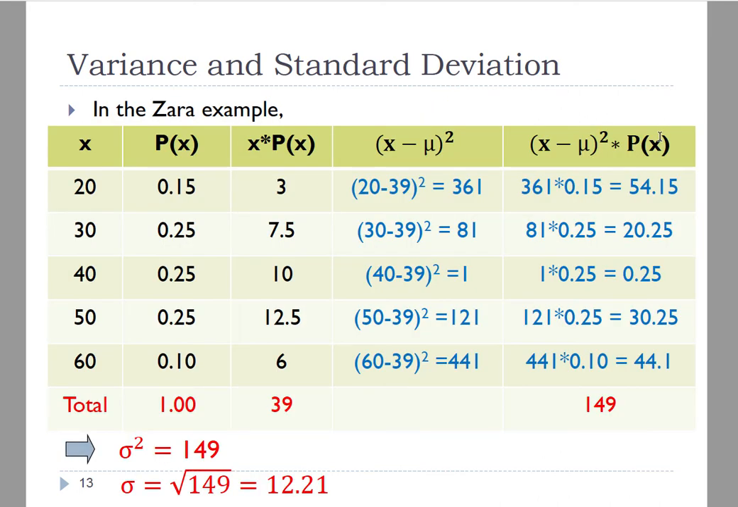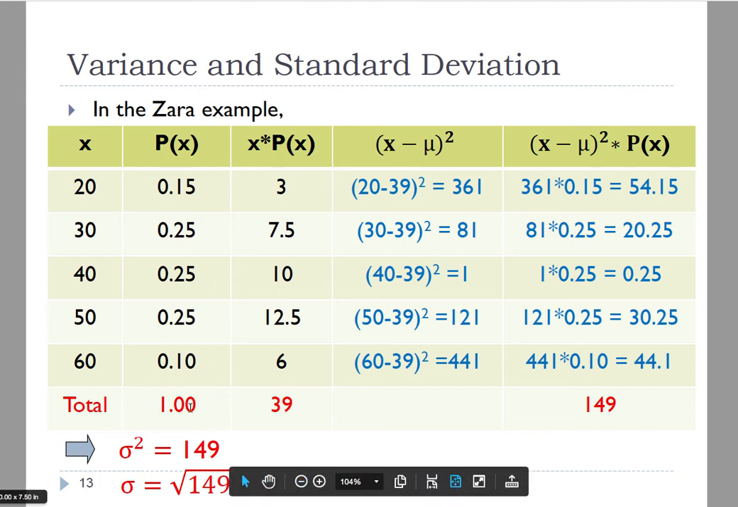And here's the chart that I put together for you. As you can see, once again, in the Zara example, I have x and the probability of x. Remember, this has to total 1. We find the expected value right here, which is 39, which we already did.